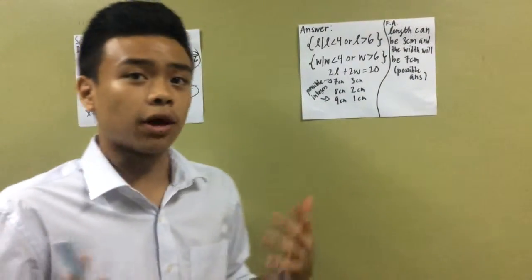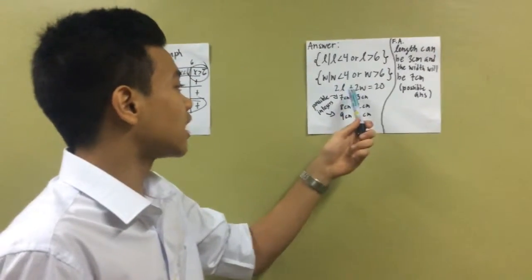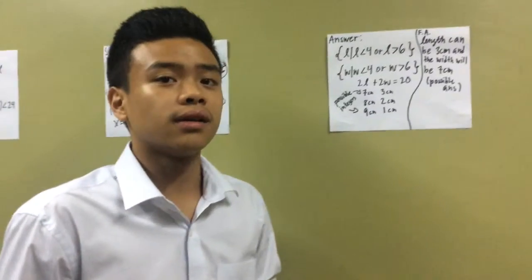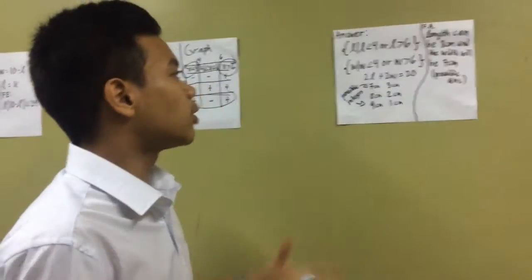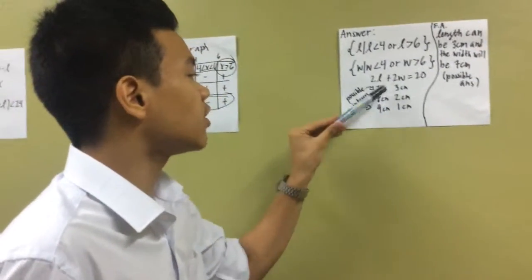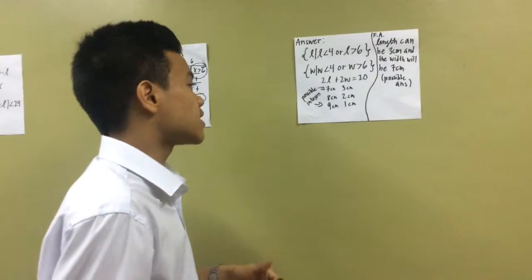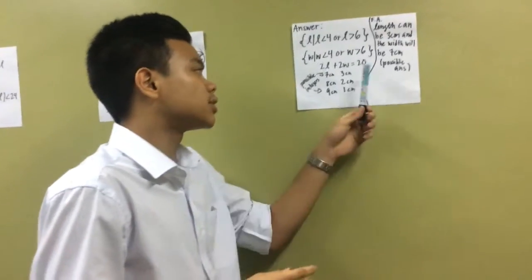Now we have to find the possible integers. In order to do that, it's 2 times length plus 2 times width equals 20. So we have to find numbers that are less than 4 and greater than 6. I chose 7 and 3. So 7 times 2 is 14. 2 times 3 is 6. When you add both of that, it becomes 20.